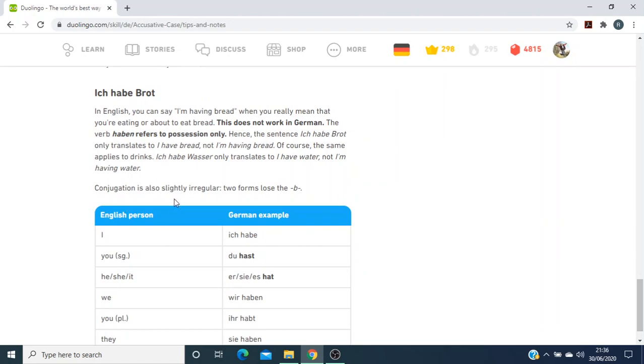So the conjugation is also slightly irregular. Two forms lose the B.